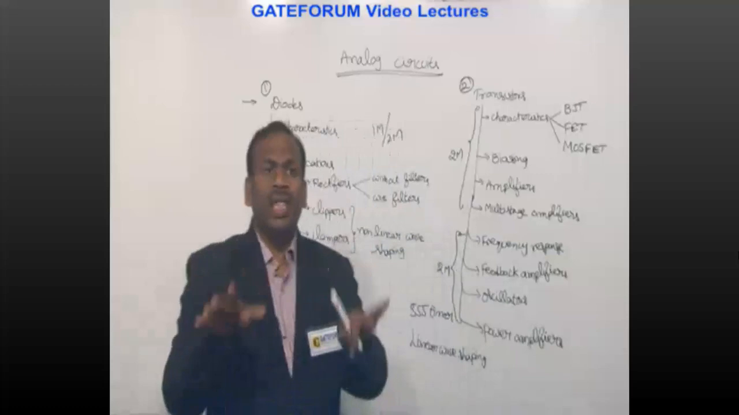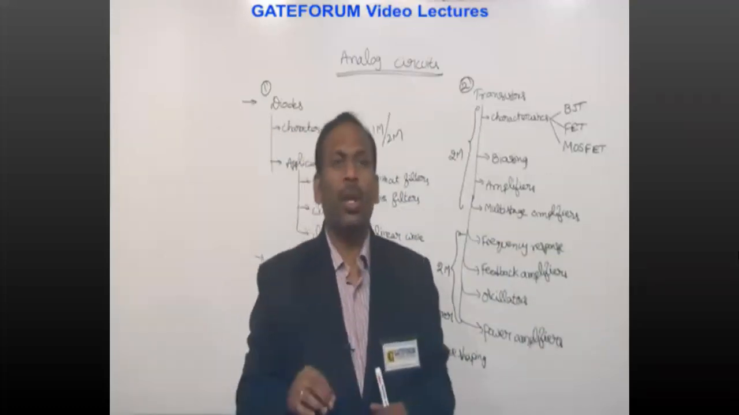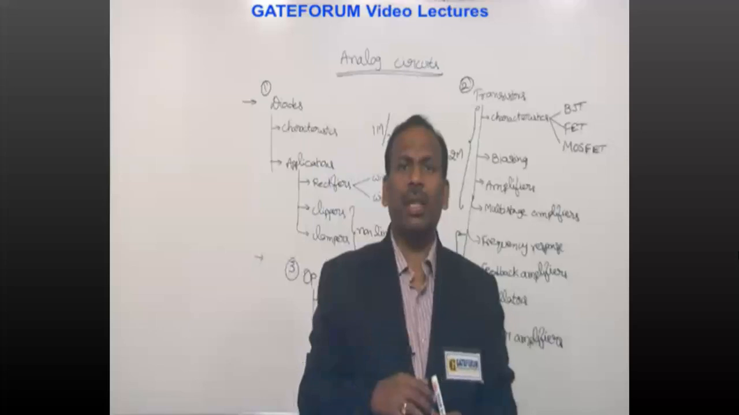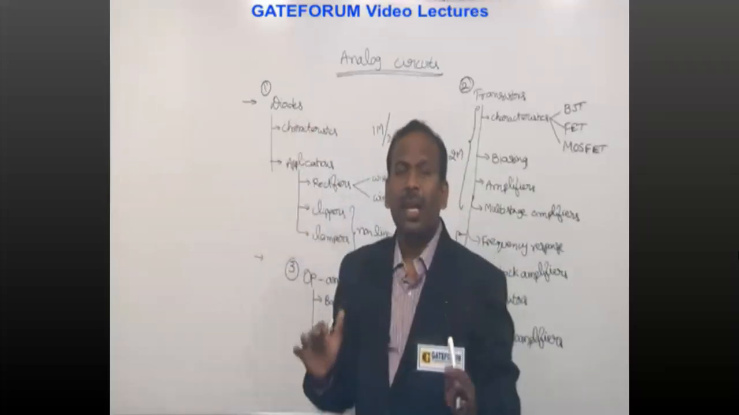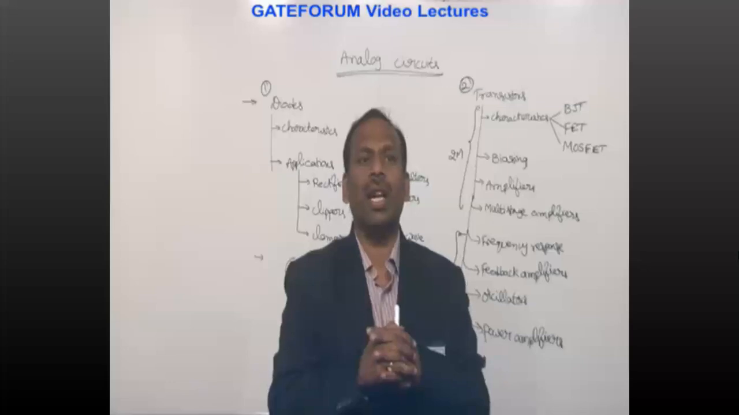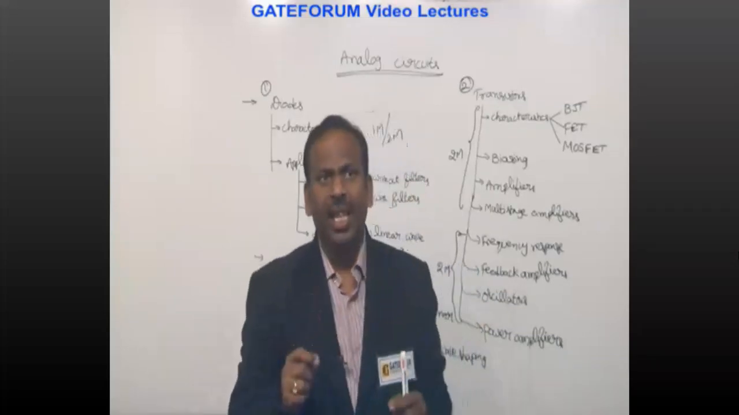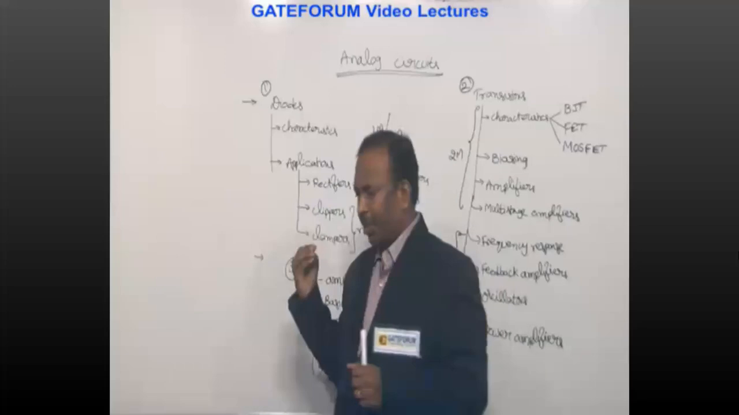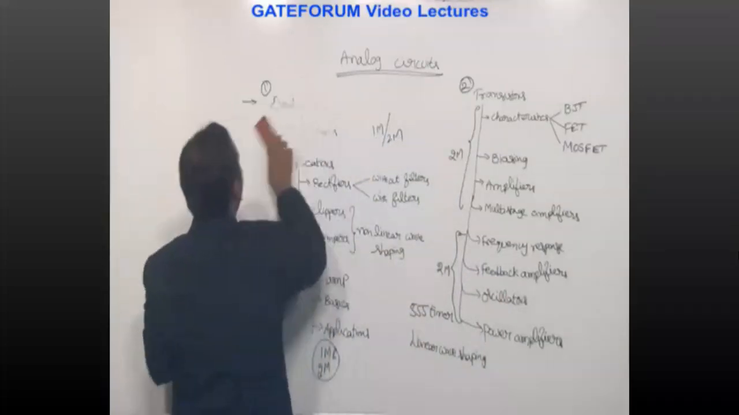So these are the topics we are going to see under analog circuits. Today we are going to start with the diodes. For diodes, some of the basic concepts of semiconductor physics are required. That we are going to see initially, then we'll come to the diode. Now we are going to start with the basics of diodes.